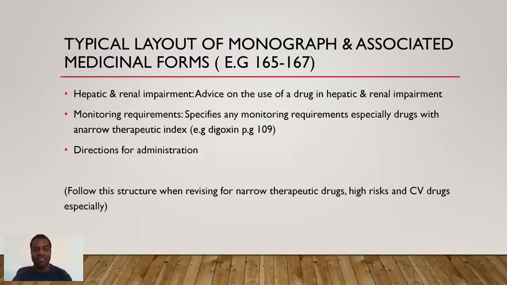So you've got your hepatic and renal impairment. This is advice on how the drug affects your renal function or your hepatic function. So yes, this is also important. You wouldn't get as many questions on this, but it's important that you look into it if there's anything highlighted. For renal, for instance, when you're dealing with things like digoxin, you need to know how things might affect the kidney.